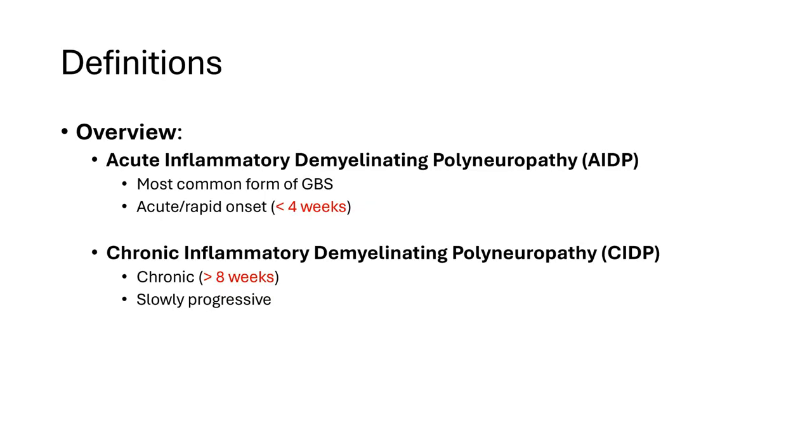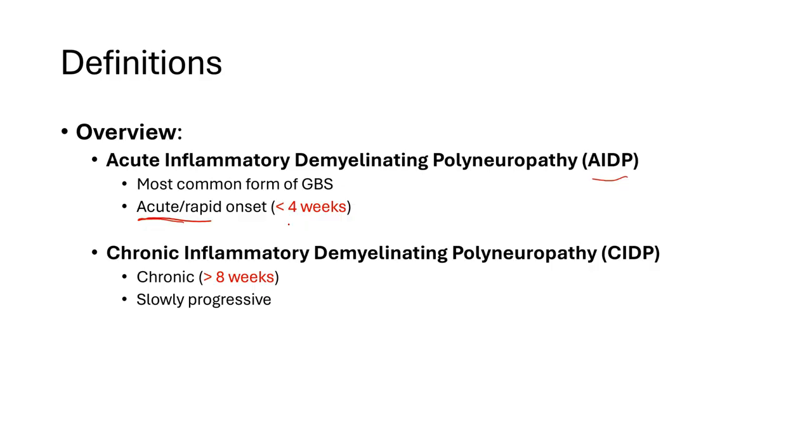Welcome. In this lecture, we'll be discussing different types of acute flaccid paralysis. Let's first go over some definitions. Acute inflammatory demyelinating polyneuropathy, also known as AIDP, is going to be a type of acute, rapid onset flaccid paralysis.